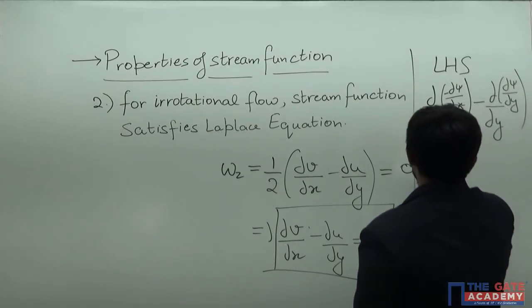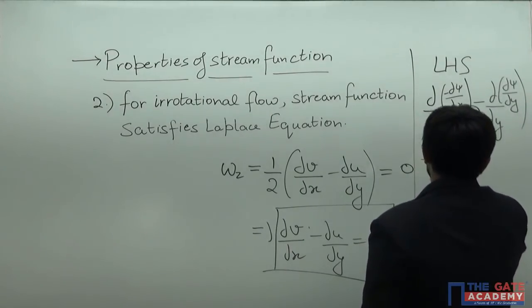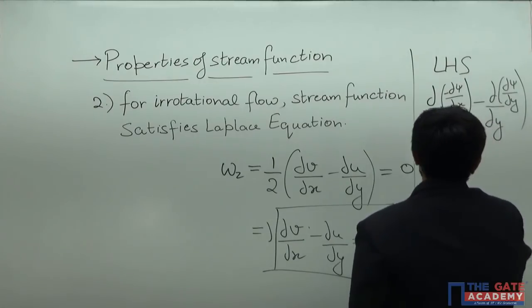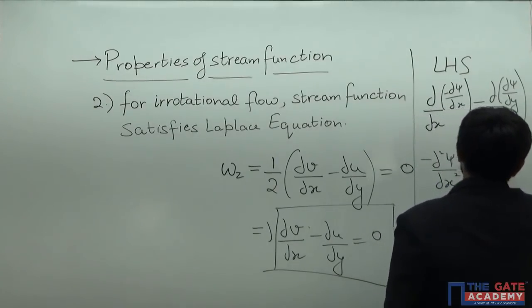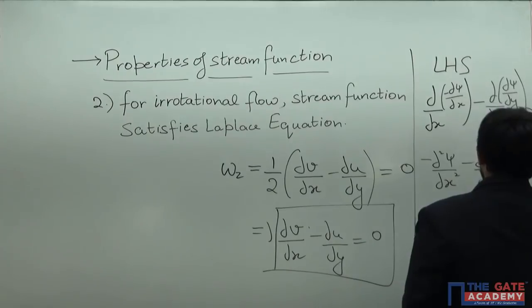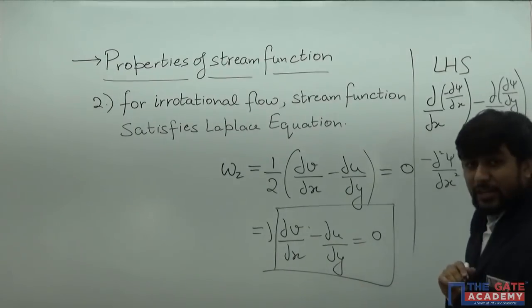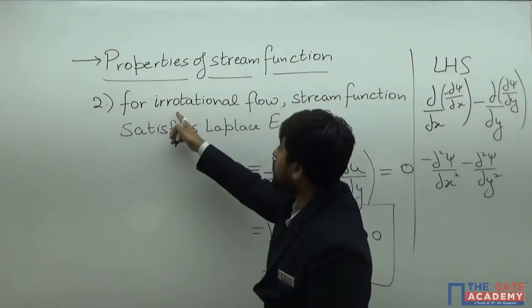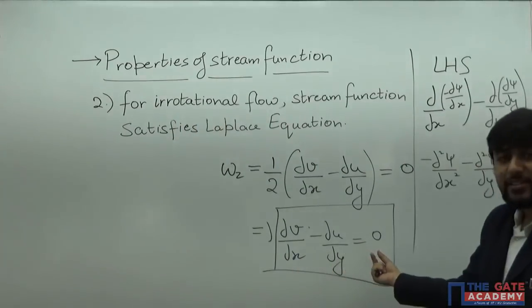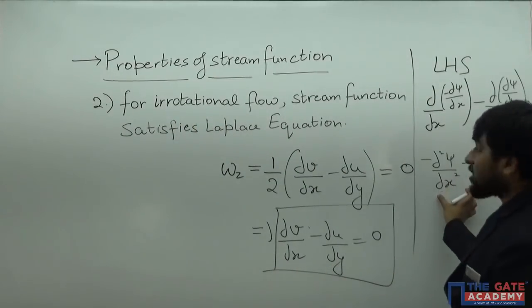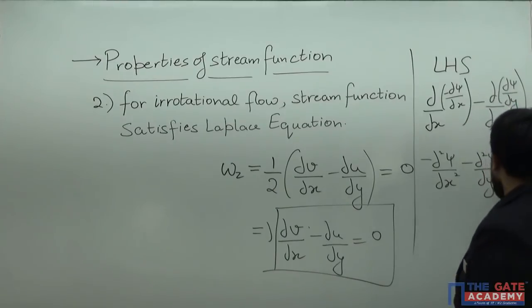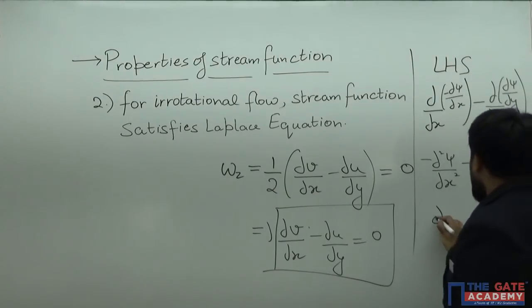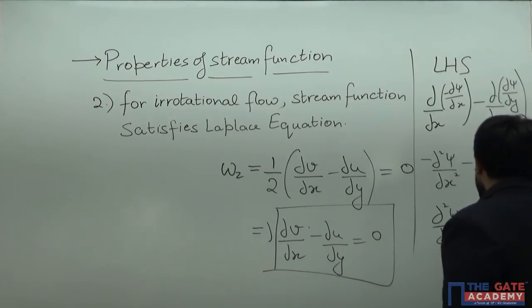Now this is minus del square psi by del x square minus del square psi by del y square. Right? Now we are saying that when the flow is irrotational, this left hand side is equal to 0. Therefore, for irrotational flow, this will become 0. Right? And this can also be written as del square psi by del x square plus del square psi by del y square equal to 0.